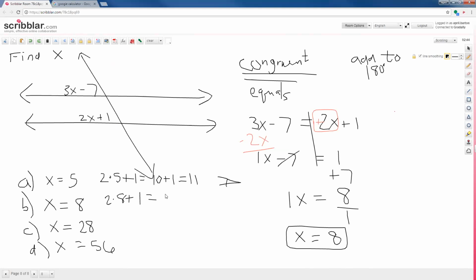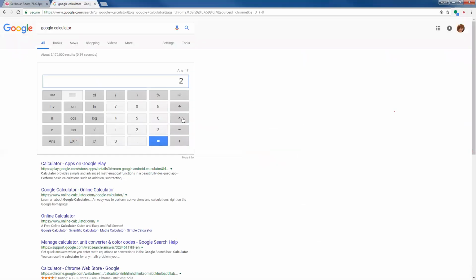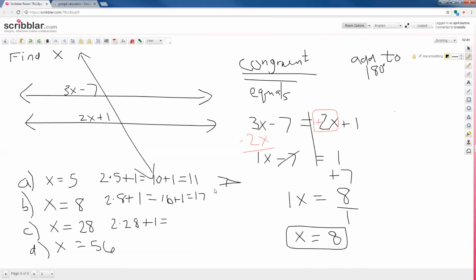So 2 times 8 is 16, plus 1 is 17. That's also pretty small, but it might be feasible for this picture. 2 times 28 plus 1, let me plug this one in since the numbers are getting bigger, is 57. So 57 is starting to get bigger. That might work. So again, I'd say A is probably not the answer, but maybe B, maybe C. And then we could check D.